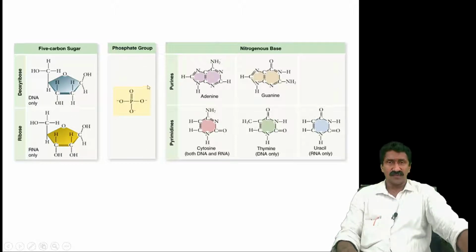And we have a phosphate group. Then there are 5 different nitrogenous bases. They come under 2 categories: double ringed compounds, which are known as purines, and single ringed compounds, which are known as pyrimidines. The basic difference between RNA and DNA is that thymine is used in DNA, whereas RNA uses uracil instead of thymine.